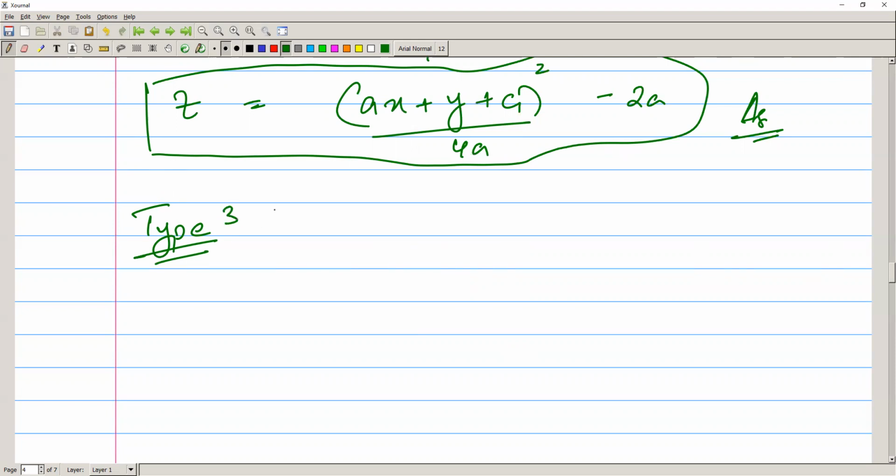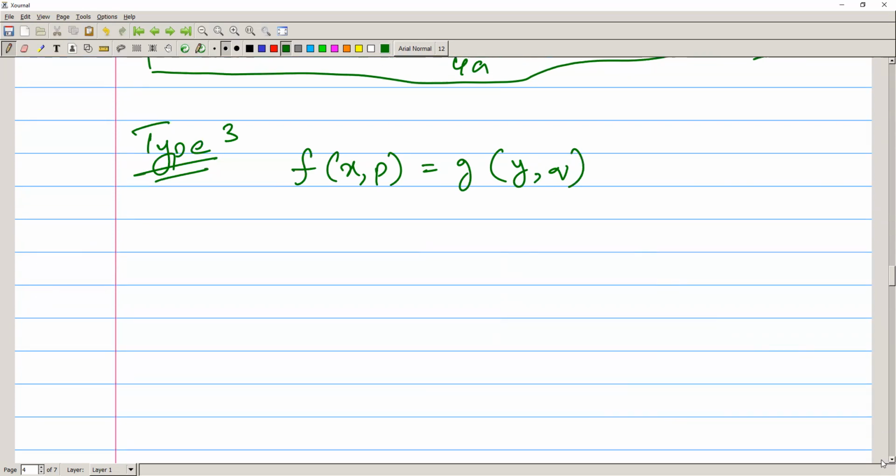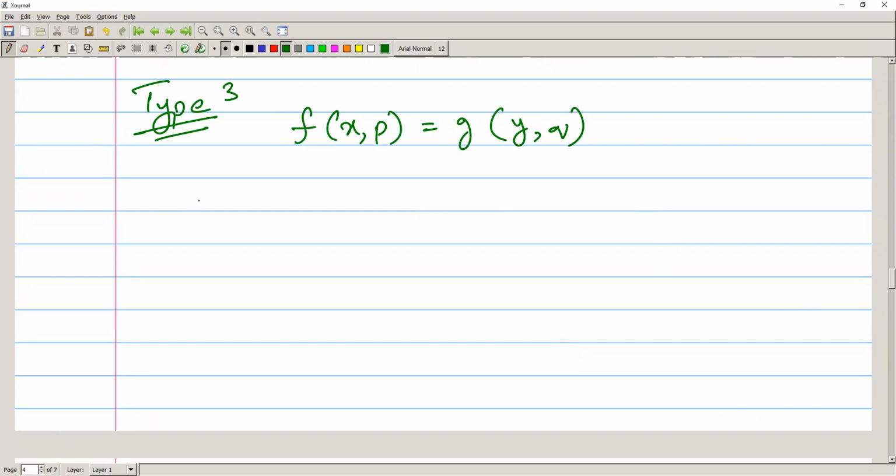So type 3 says that if a function is given in this form, that we can write it separately, with the function of q and y on one side and the function of x and p on the other side, you can also call it a separable form. So in this case, f of x comma p is equal to g of y comma q, whatever the function is given, will be equal to a.